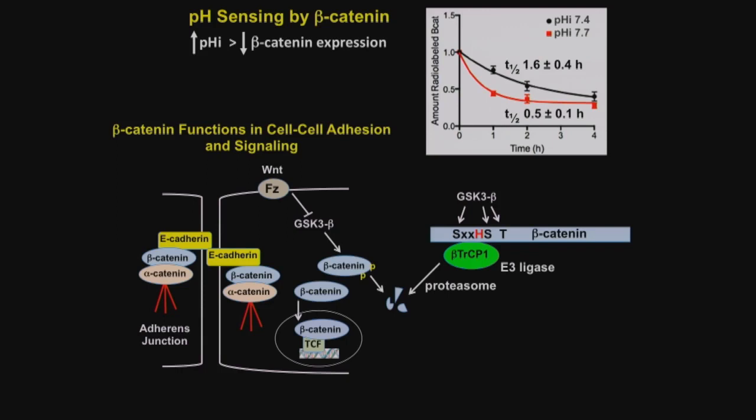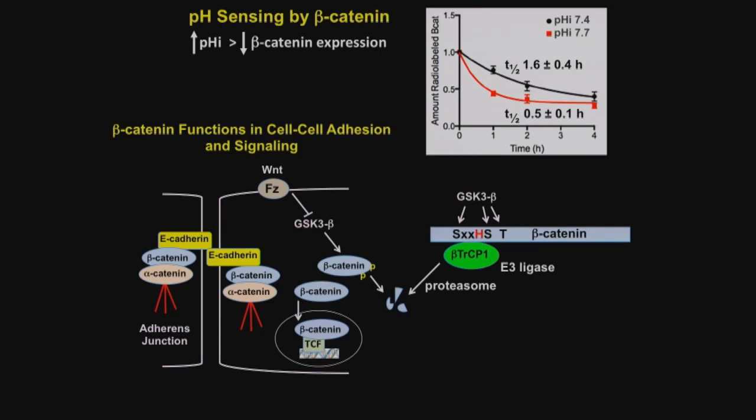So to be degraded, what happens is GSK3 beta, which is a kinase, phosphorylates serine residues and also a threonine residue in the amino terminus of beta-catenin. And what Wnt signaling does is it inhibits GSK3 beta. So when these serines are phosphorylated, the E3 ligase beta-TrCP docks, binds, ubiquitinates the N-terminus of beta-catenin, and sends it to the proteasome for degradation.